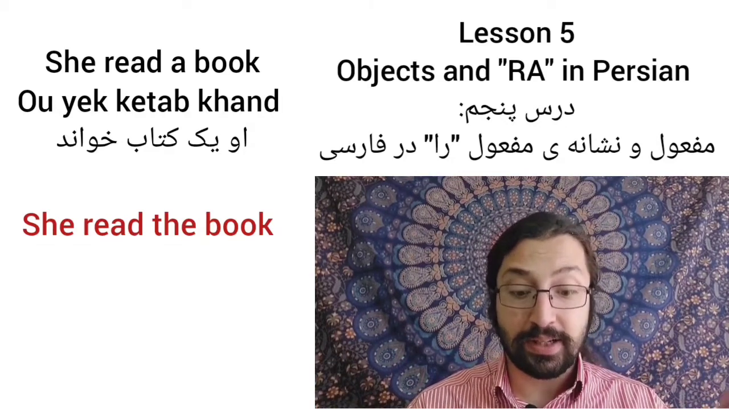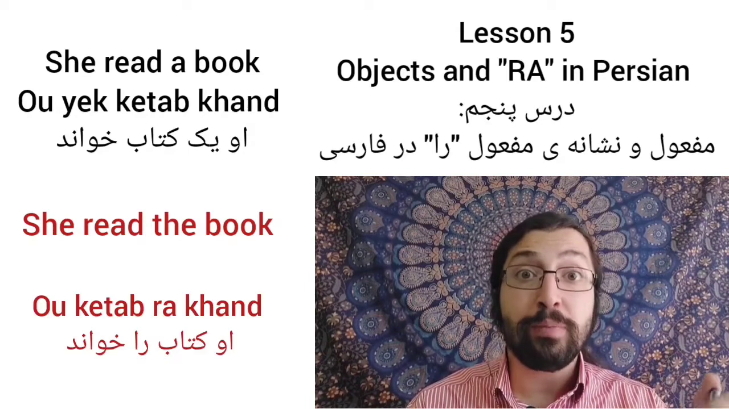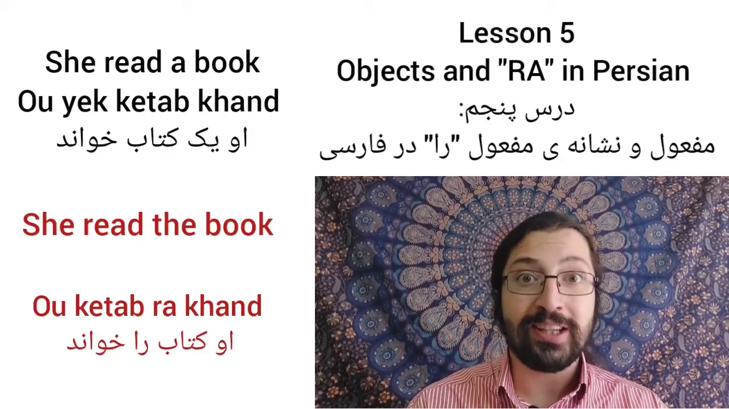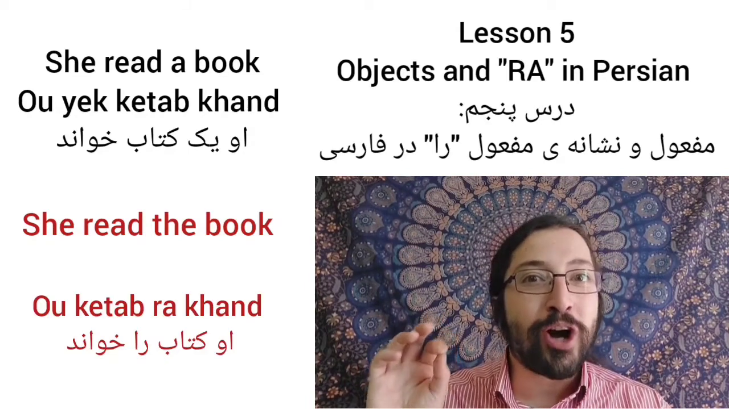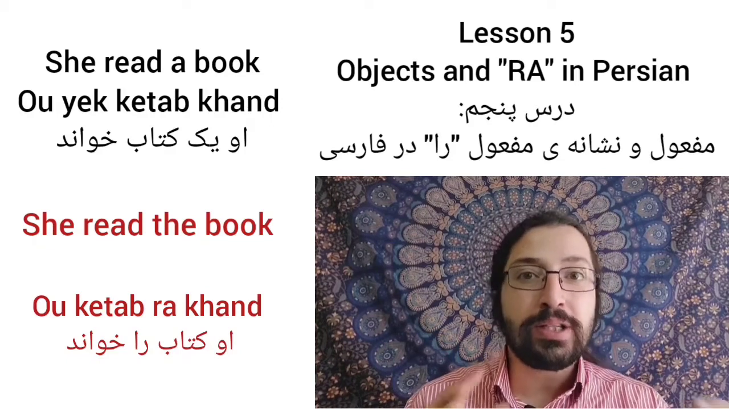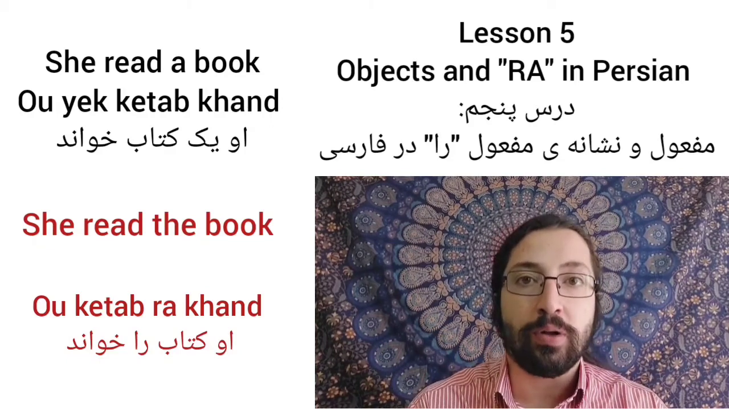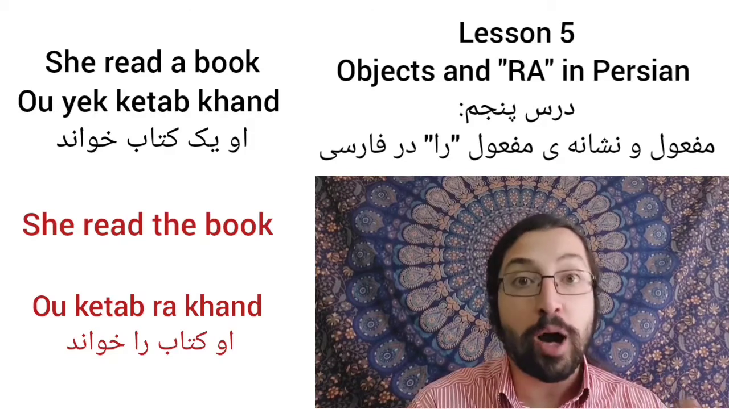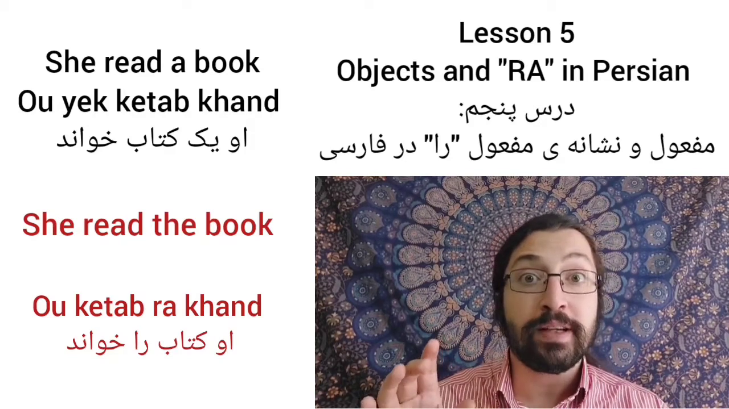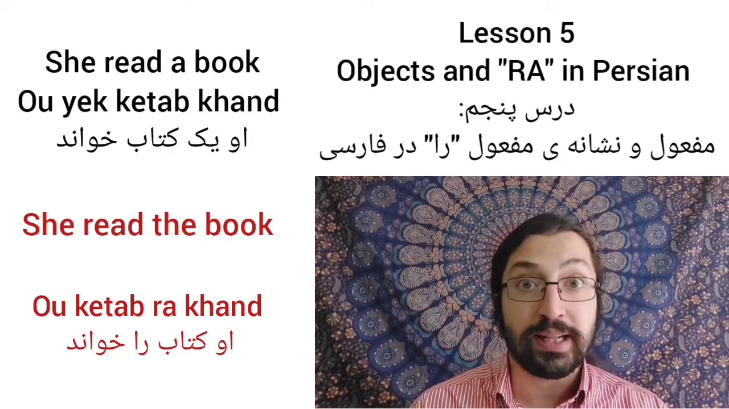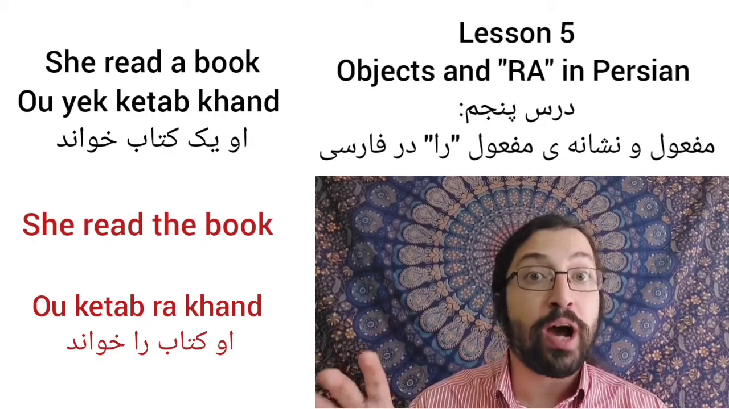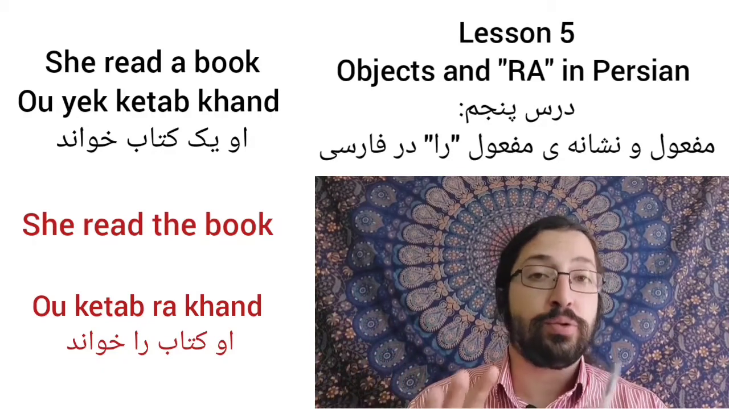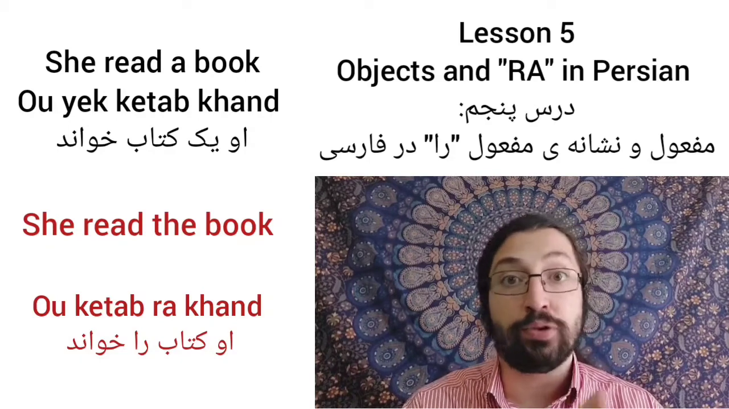Look at this sentence. او کتاب را خواند. You see, I added one ra after ketab. This ra in Farsi is called the sign of object. I mean, when you have a definite object in your sentence, you should use ra after that object. It should always be followed by that ra.